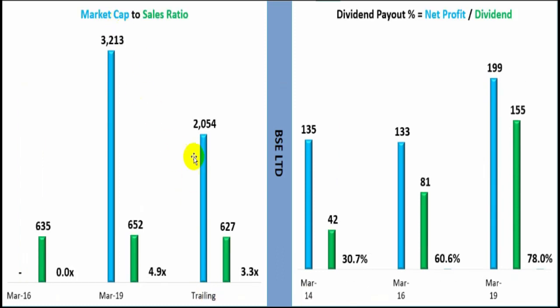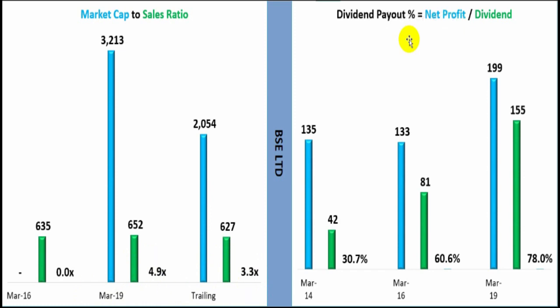Company's current market cap stands at around 2054 crores and way below where it was in March 19 at 3213 crores. Currently it is trading at around 3.3 times its sales of 627 crores. Previously in March 19, the ratio stood at around 4.9 times, and that has substantially fallen down to 3.3 times now. Although I would want the market cap to sales ratio to be below 5 to 6 times, which it has been throughout March 19 and the recent 12 months.